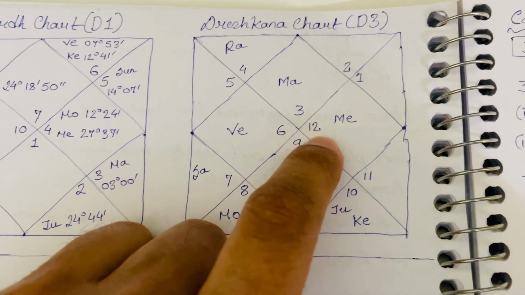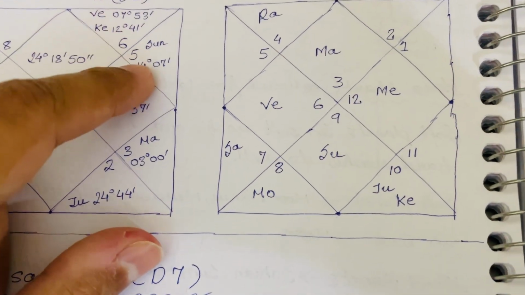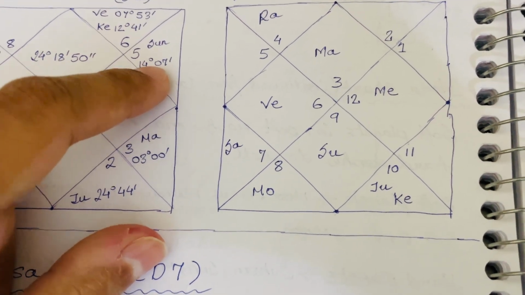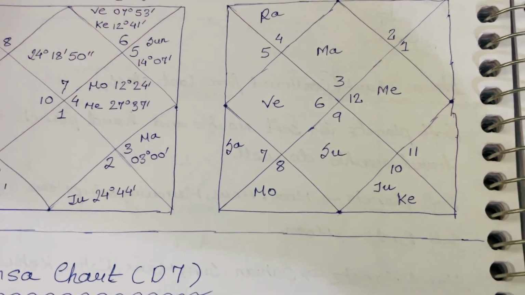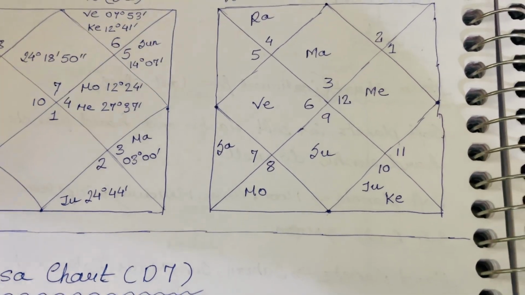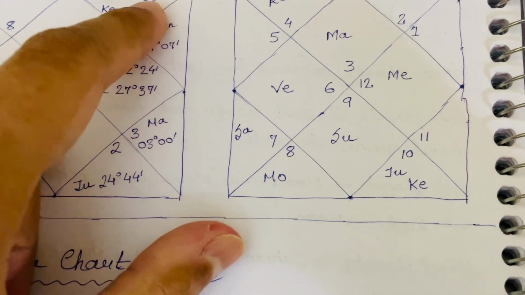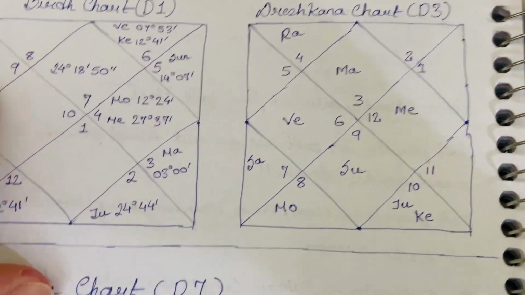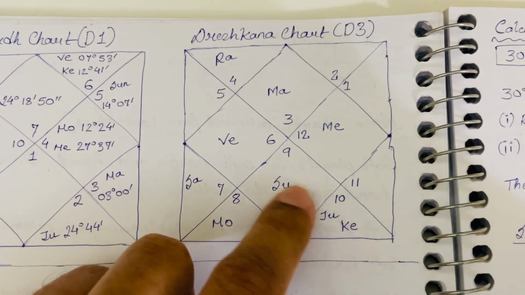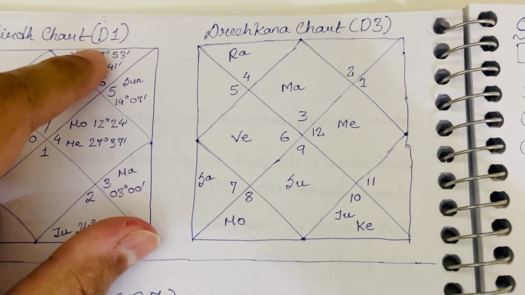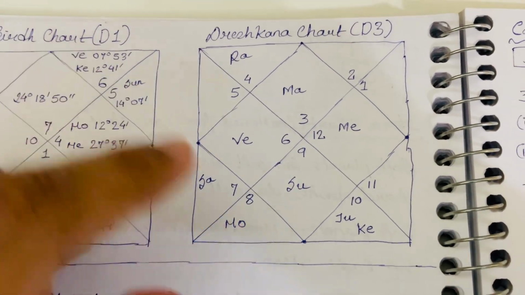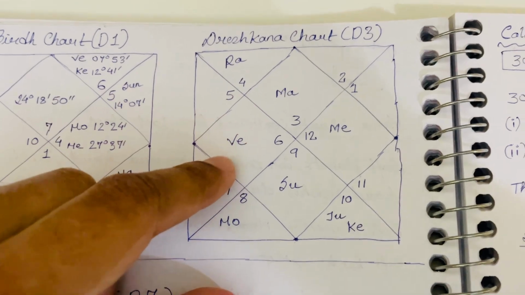Okay. Then Sun is in the sign of Leo. Sun's longitude is 14 degrees 07 minutes. So Sun is falling in the second Drishkana. Second Drishkana means fifth house from itself. So 1, 2, 3, 4, 5. So Sun is getting placed in the sign of Sagittarius. All right. Then we have Venus at 7 degrees 53 minutes. So first Drishkana, same house, Venus will stay in the sign of Virgo.